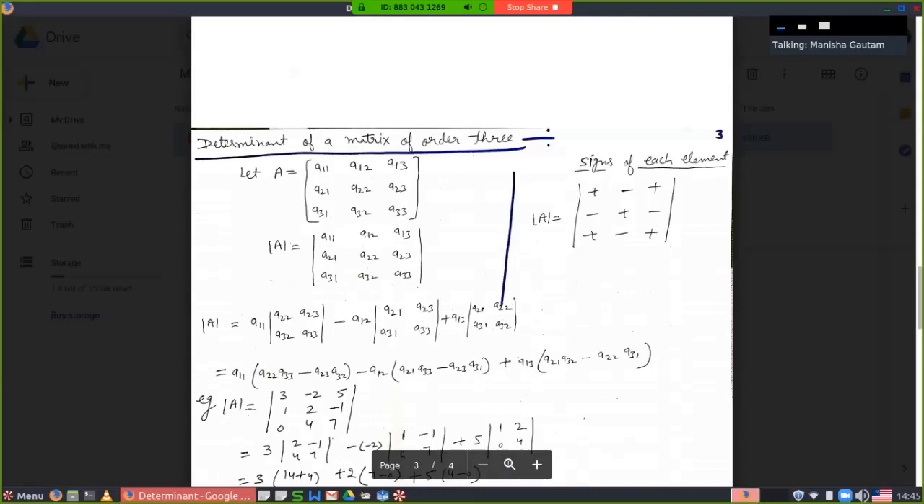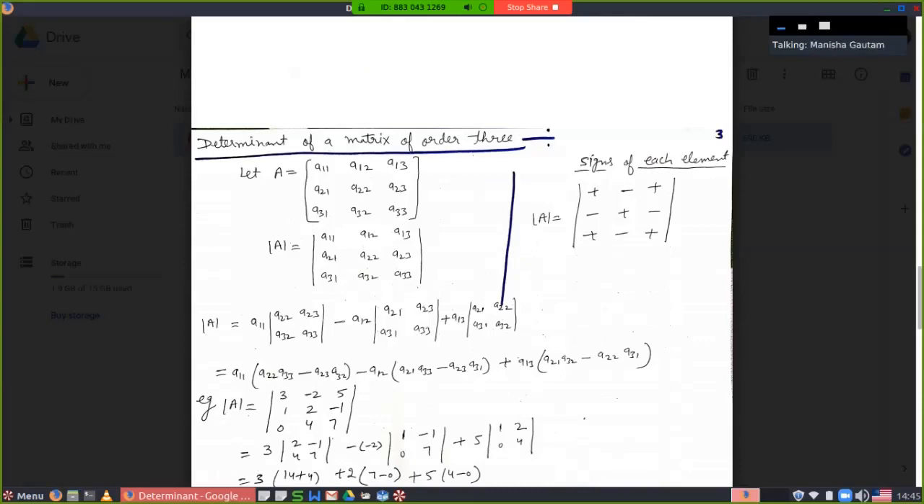Suppose a matrix is given, A is equal to A11, A12, A13, A21, A22, A23, A31, A32, A33. This is a matrix given to you. First of all, you have to know about the signs of elements. Here I have written a note, signs of elements.